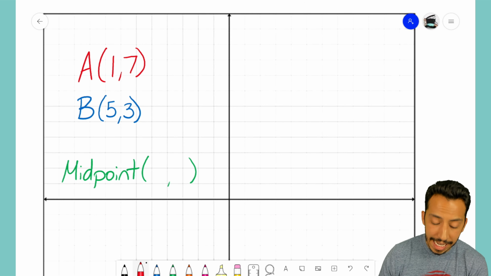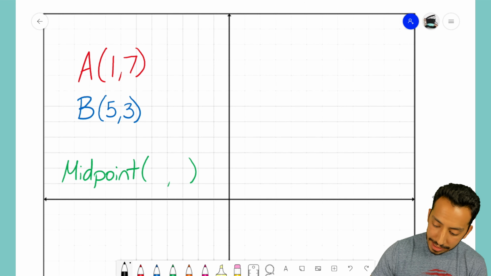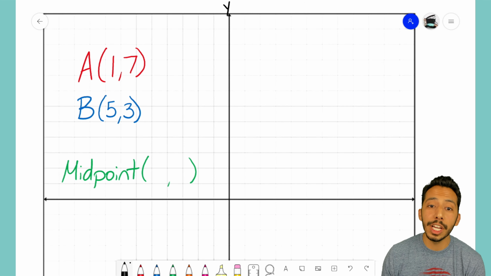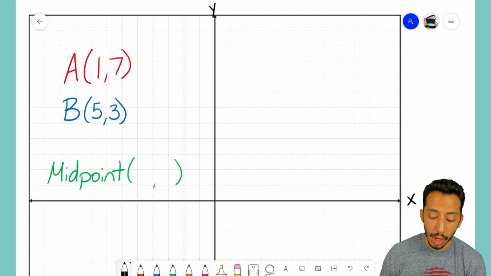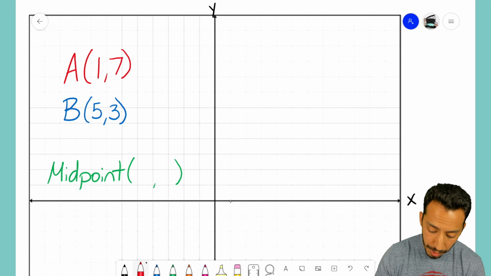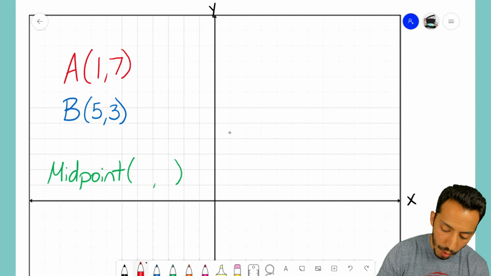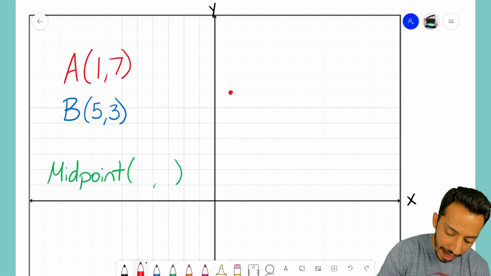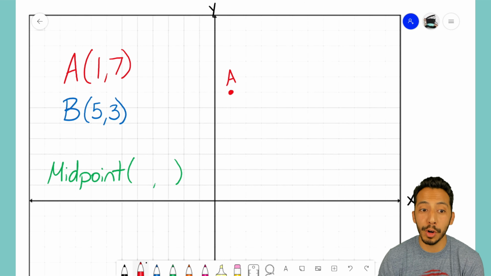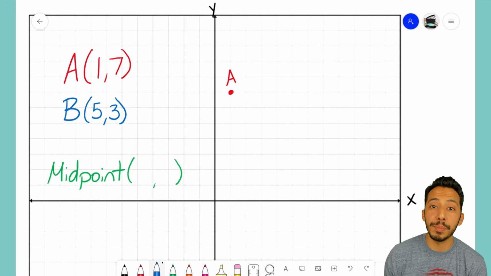We know that A is at (1, 7). Remember, we have our X axis going horizontally, and we have our Y axis going vertically. So when we read (1, 7), I'm going to go over 1 and then up 7 boxes. So 1, 2, 3, 4, 5, 6, 7. Right there is where point A is. Perfect.